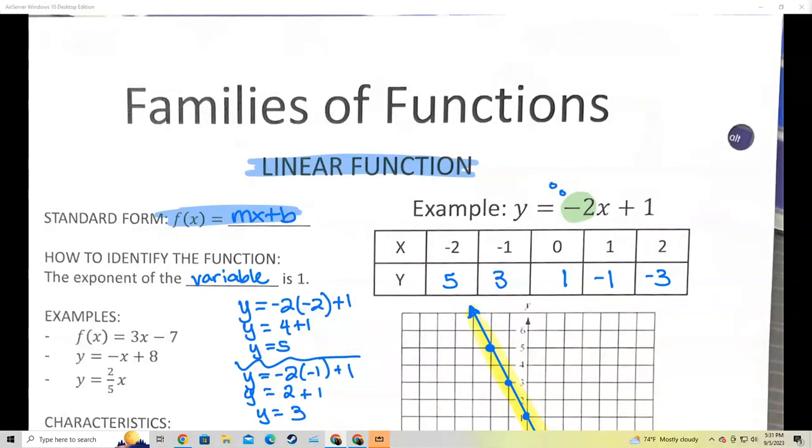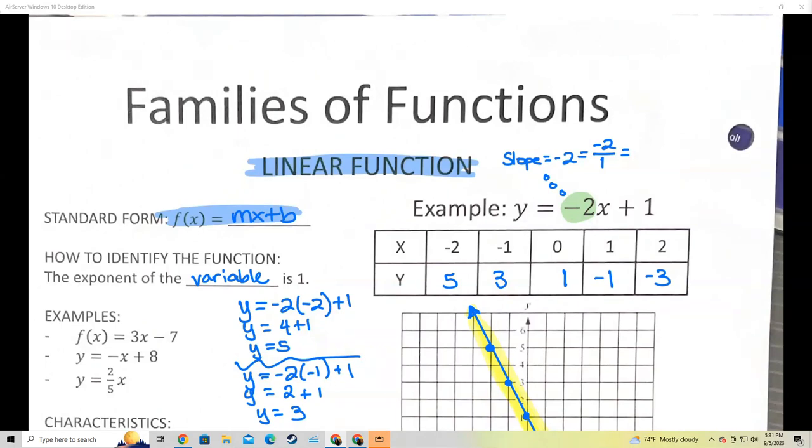This -2 is my slope, which we use a letter m for. The slope is usually written as a fraction. So if we're going to write -2 as a fraction, I can do that by putting a 1 underneath. -2 is the same thing as -2 divided by 1. Why am I writing it like that? Well, because if you remember, when you do slope, this is your rise over your run.